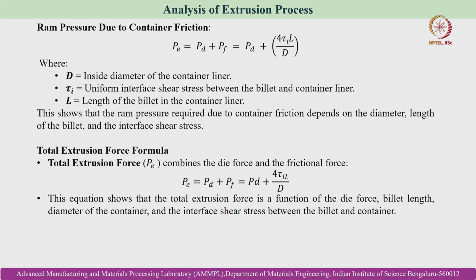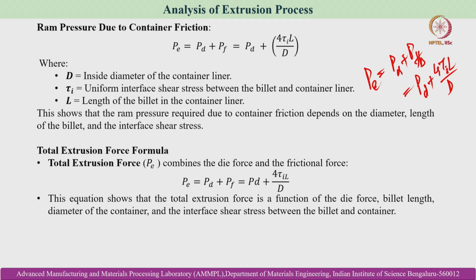So, for the ram pressure due to container friction, we can express the extrusion pressure P E as P D plus P F, or P E equal to P D plus P F B, as we have discussed in the previous slide. This is the expression for the extrusion pressure, which is equal to P D plus 4 tau I times the length of the billet divided by D. Now, how are we arriving at this expression for the frictional pressure between the container liner and the billet?